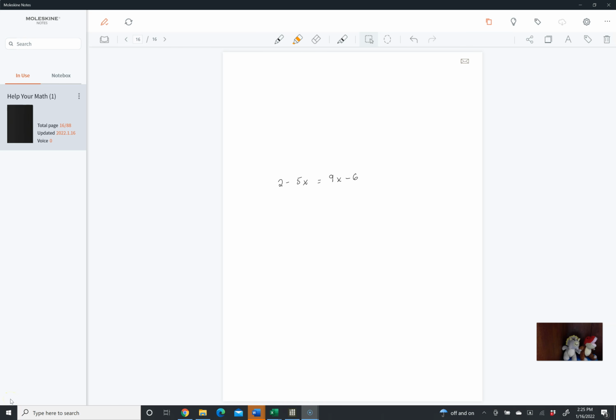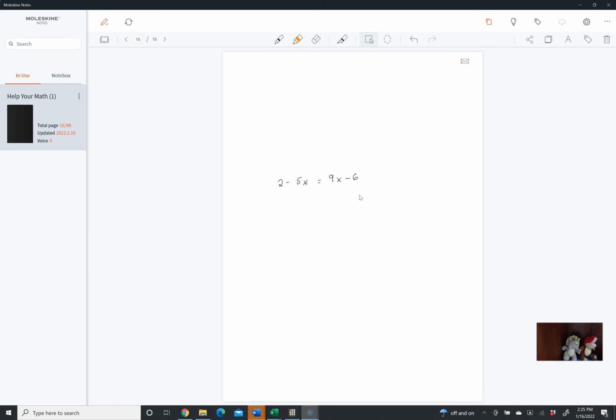Today we're going to look at how to solve a linear equation. If you notice, on each side we have both a constant and a variable. On the left, our constant is 2, our variable is x, and so you can see that we have a negative 5x. On the right, we have a 9x, and we have a minus 6.